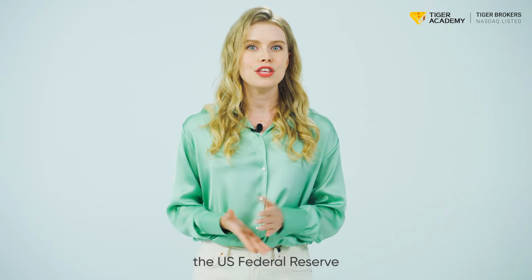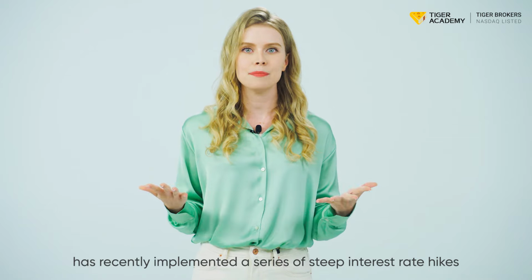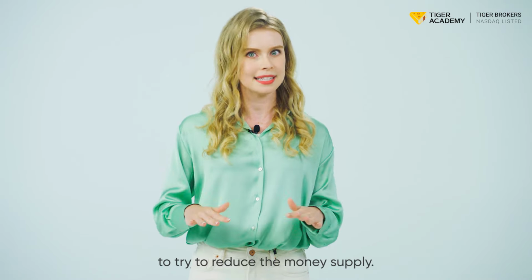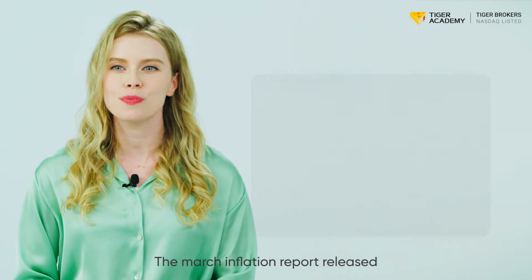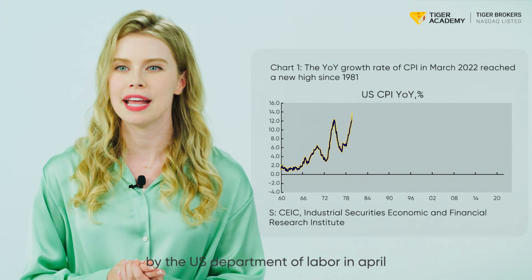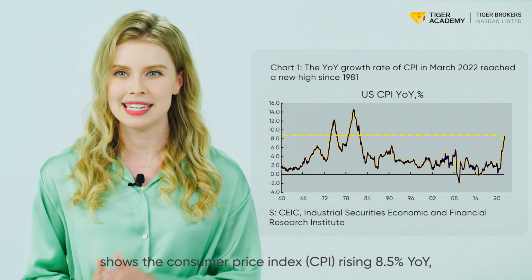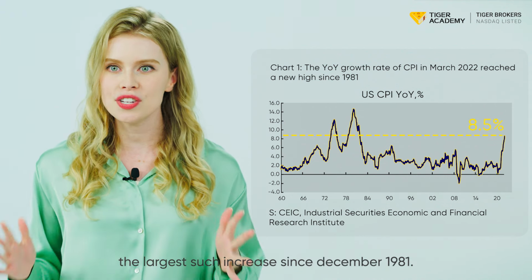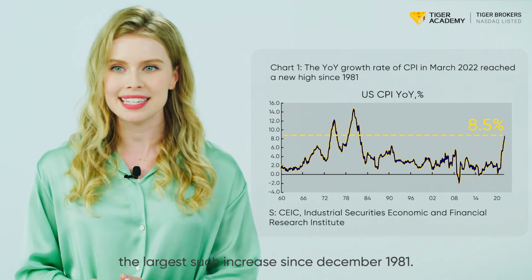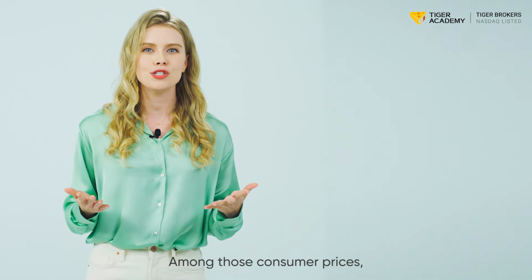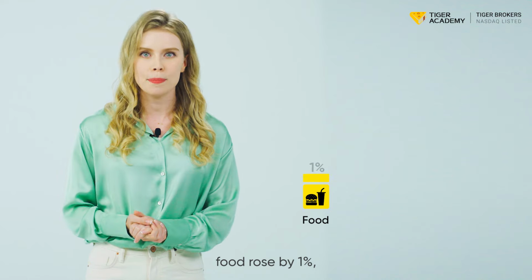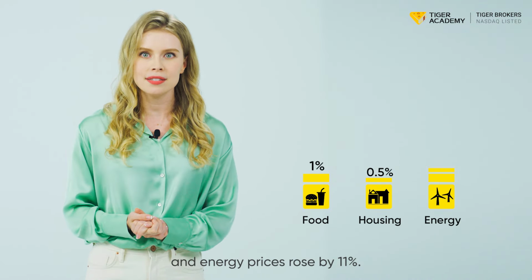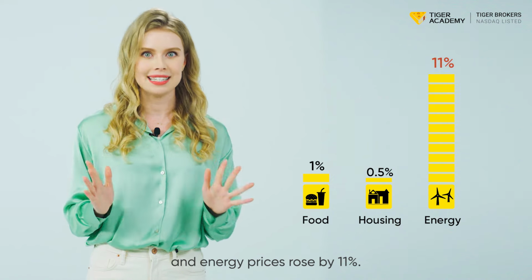In response, the US Federal Reserve has recently implemented a series of steep interest rate hikes to try to reduce the money supply. The March inflation report released by the US Department of Labor in April shows the Consumer Price Index rising 8.5% year over year, the largest such increase since December 1981. Among those consumer prices, food rose by 1%, housing rose by 0.5%, and energy prices rose by 11%.